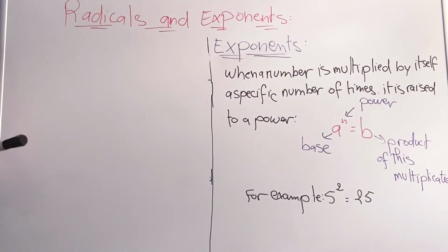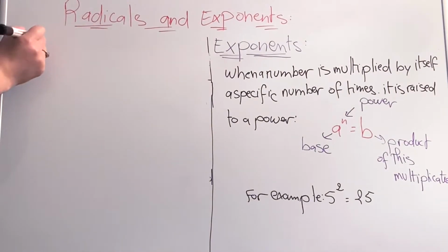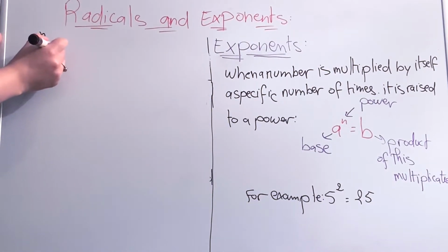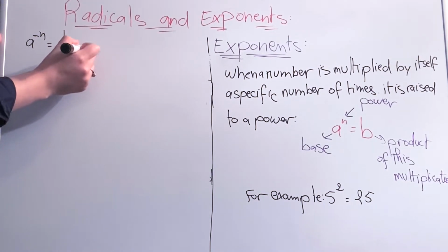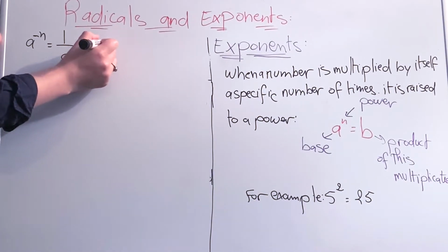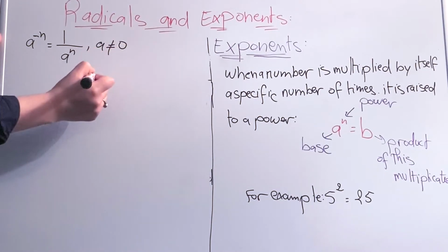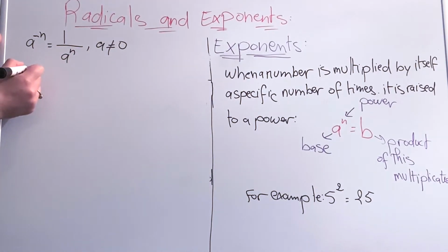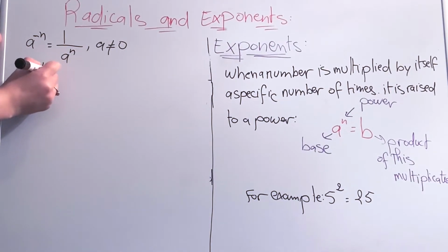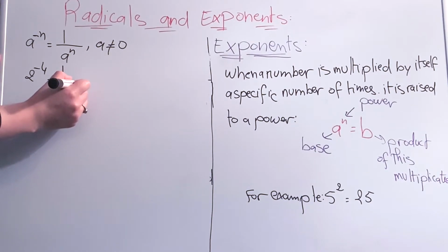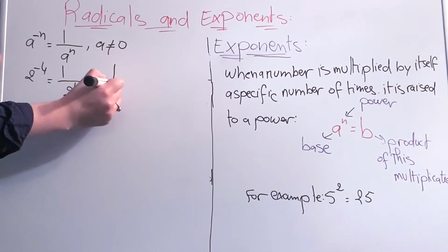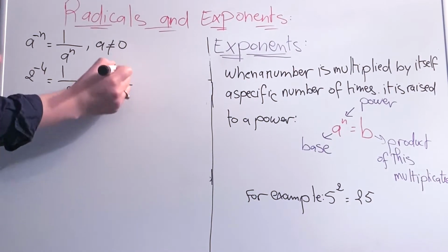Now we're going to move on to some exponent rules. For example, the negative exponent: a to the power of minus n equals 1 over a raised to the power n, whereas a should not equal 0. For example, 2 raised to the power minus 4 equals 1 over 2 raised to the power 4, equals 1 over 16.